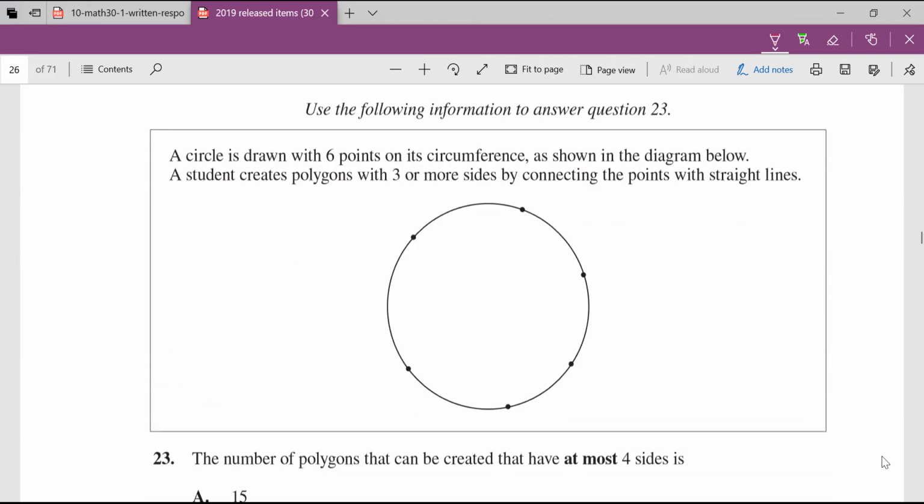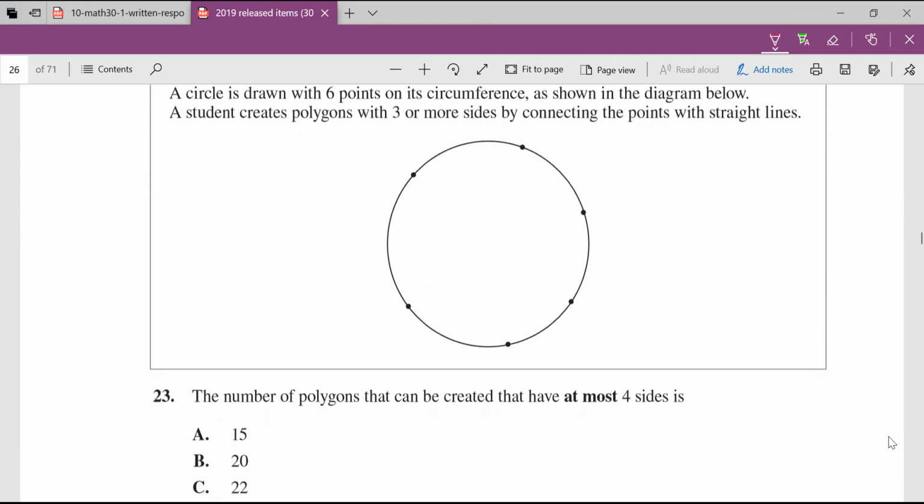All right, we're almost there. There's only going to be 24 multiple choice questions on your diploma, 8 numeric response. So we're almost there, friends. What do we got here? A circle is drawn with 6 points on the circumference. And we're going to create, students got nothing better to do, they're creating polygons with 3 or more sides. Okay, the key word there is 3 or more.